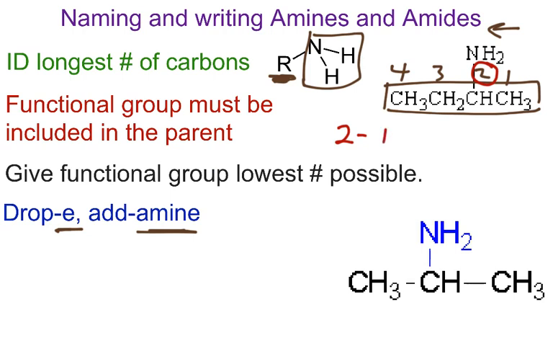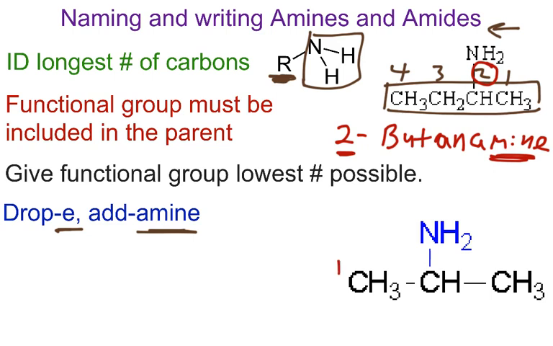Now 4 carbons gets us the but prefix, so we go butane. We'll drop the E and add amine. So 2-butanamine. Now remember, we're using alkanes as our parent originally, and we modify the suffix as needed. So 2-butanamine, we're done. What is it saying? You have an amino group, NH2, on carbon number 2 of the parent, and that's it.